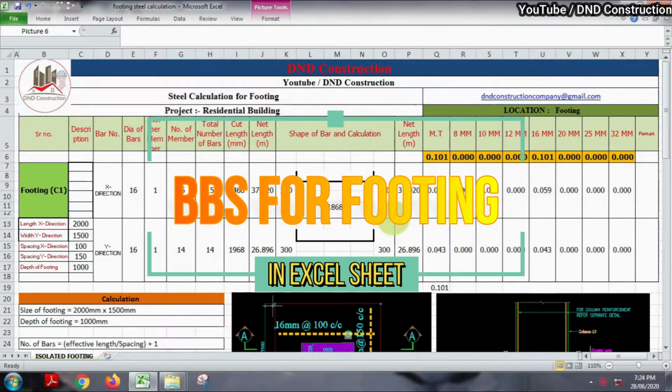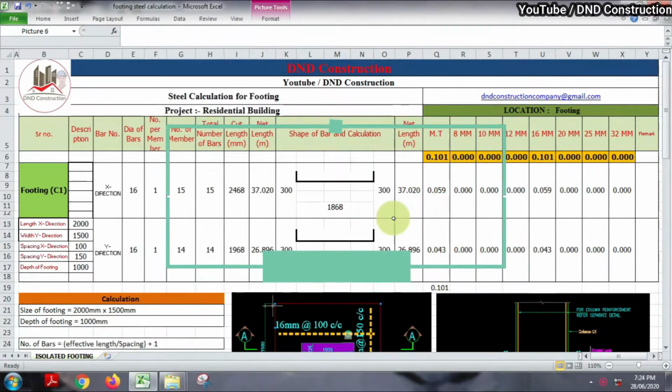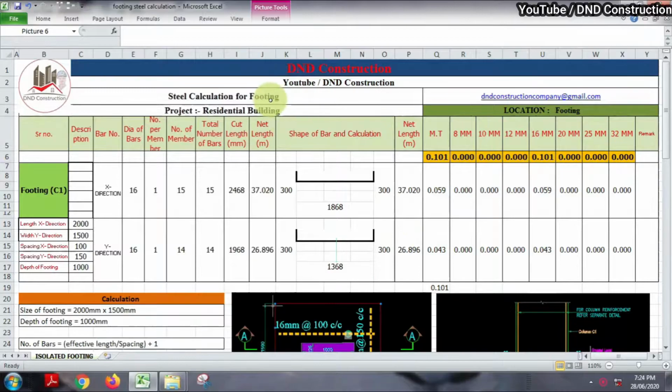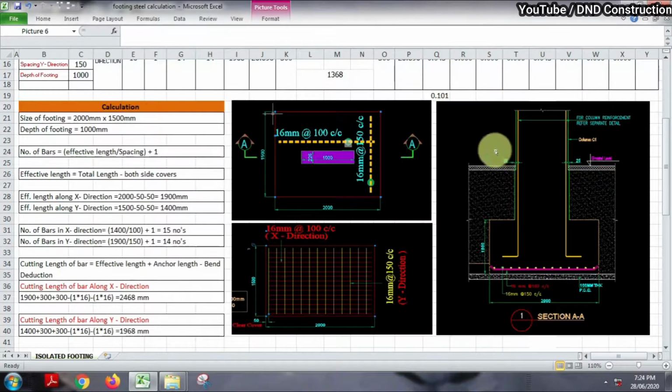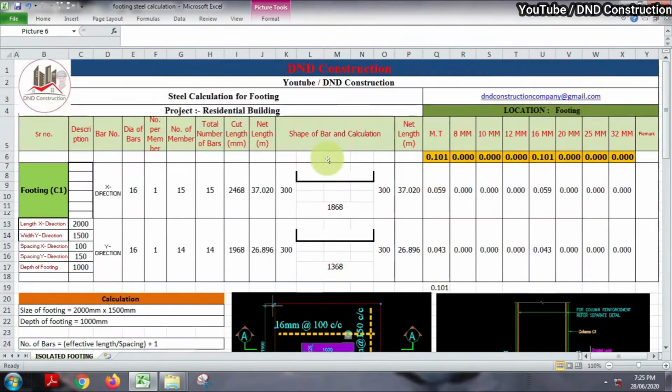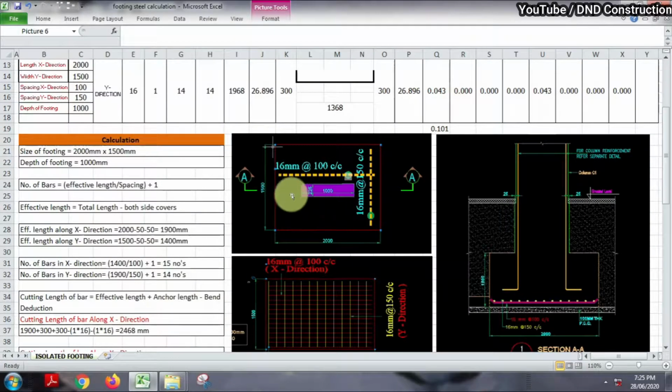So friends, today we are going to learn the bar bending schedule, BBS, for footing. As you can see, this is the bar bending calculation in an Excel sheet as per the footing drawing. This is our footing drawing. We will see how to calculate this X direction and Y direction steel as per the drawing.